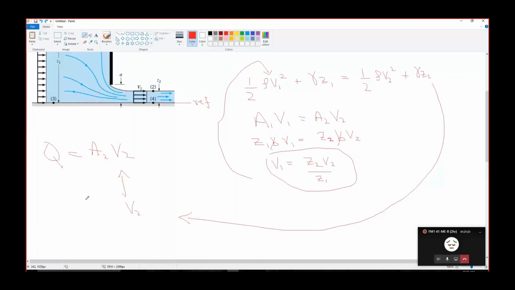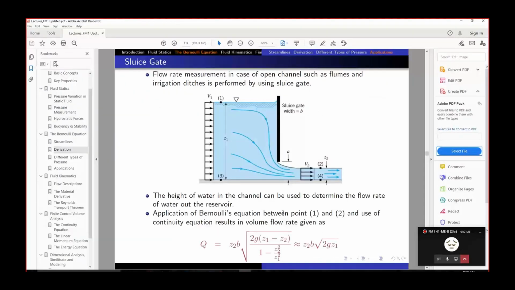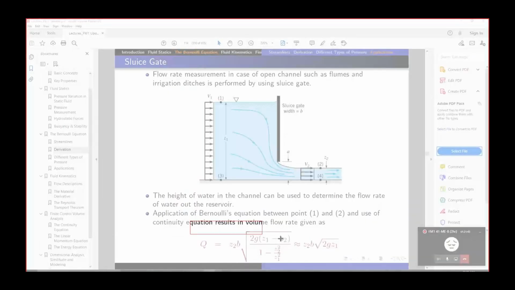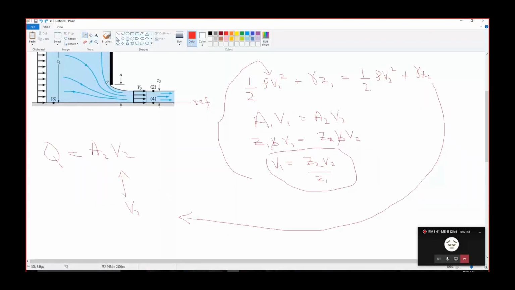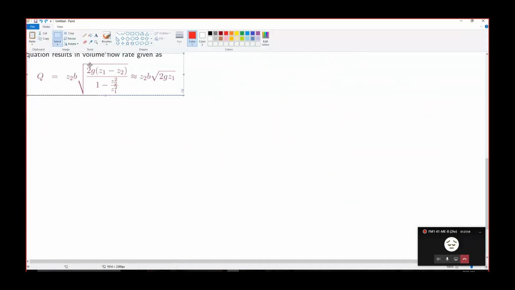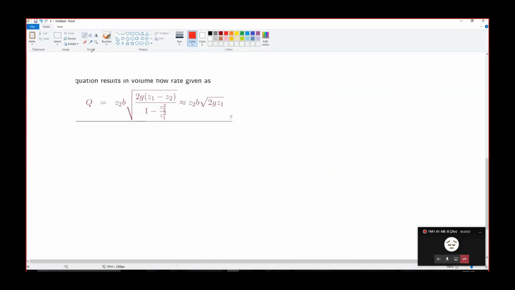In the next class we will discuss the simplification. You will get some equation of this sort: Z2 B into under root 2 g (Z1 minus Z2) over (1 minus Z2 square by Z1 square). You should solve it as a home assignment and you will get an equation like this. How we get this equation from this, we will discuss in the next class.